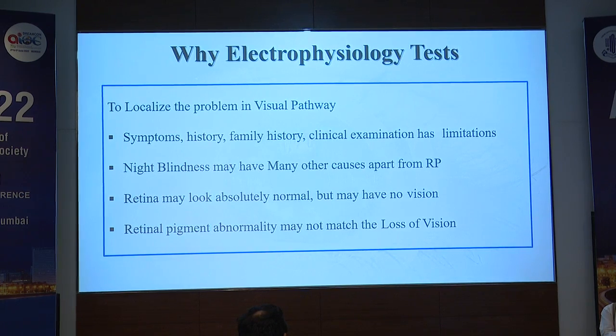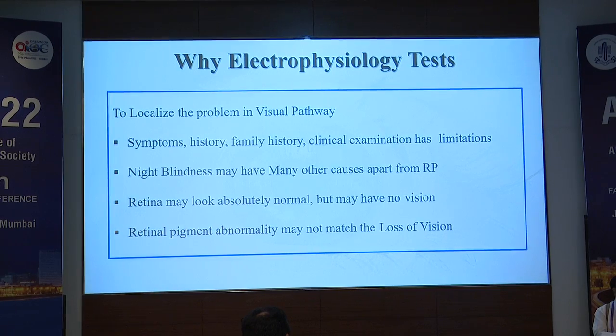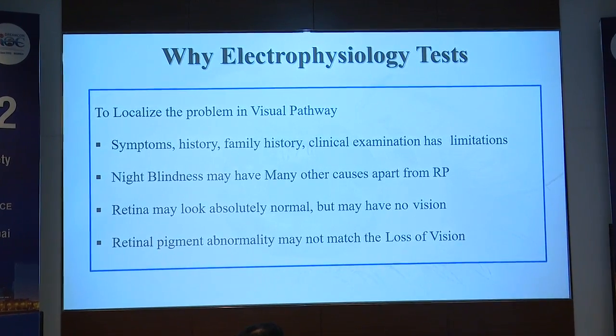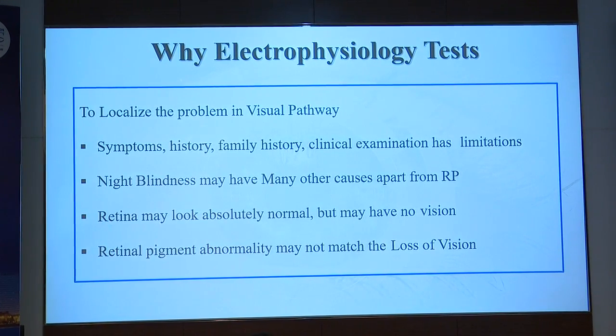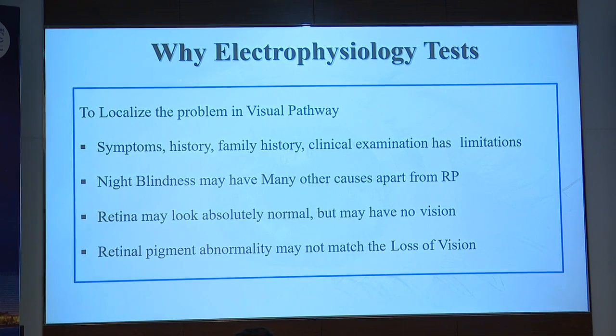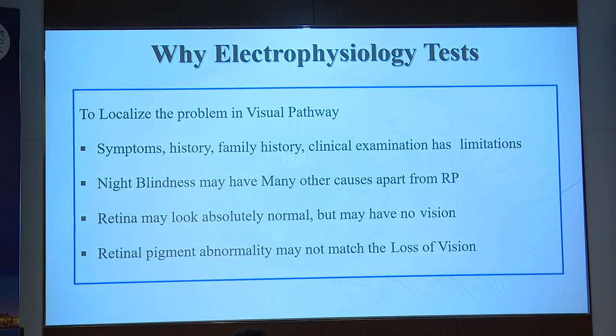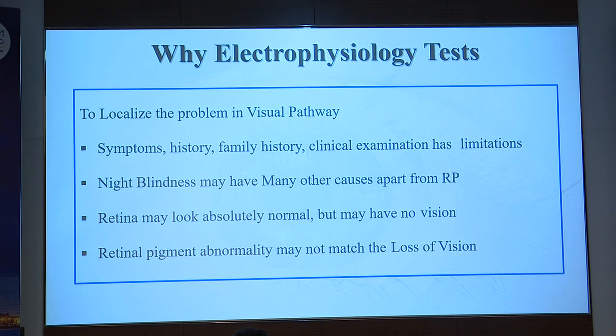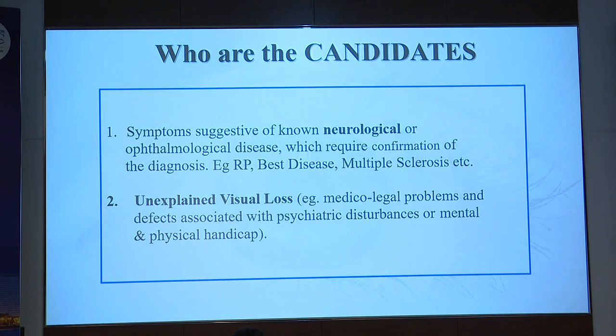Symptoms, history, family history, and clinical examinations have their own limitations. Night blindness may have many other causes apart from RP. Retina may look absolutely normal, but may not have any vision. The retinal pigment abnormality may not match the loss of vision. So, who are the candidates who should undergo these tests?